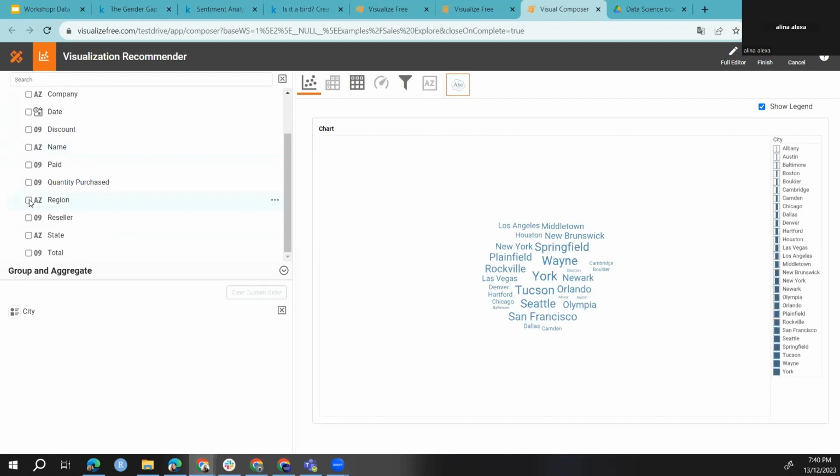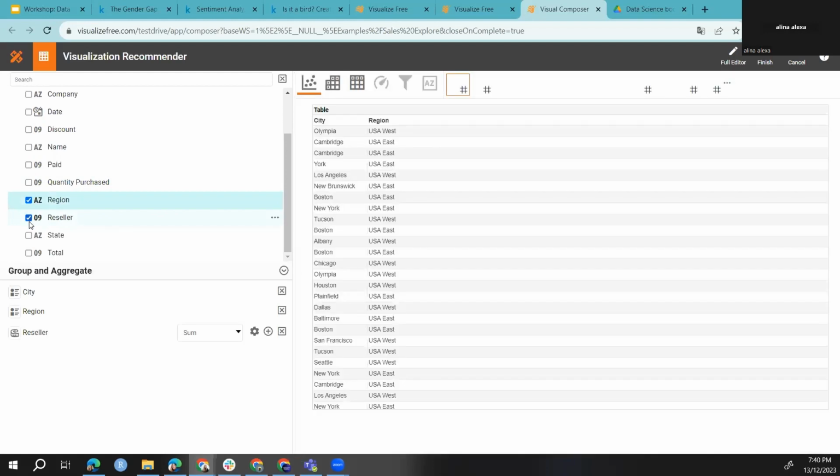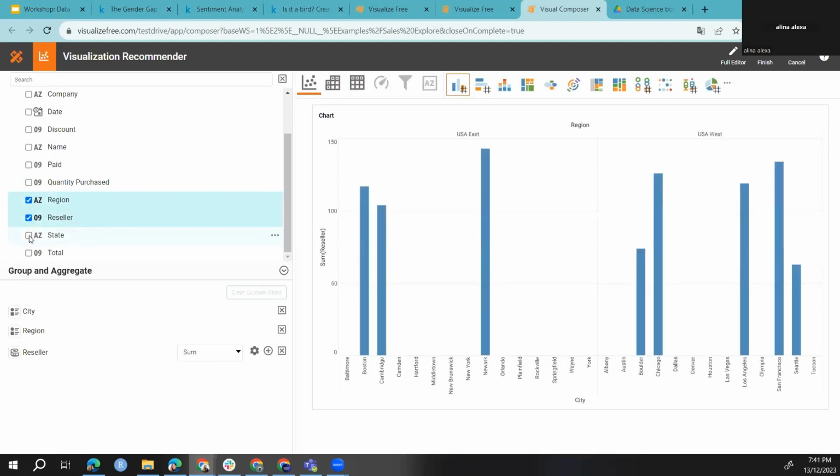Okay, but maybe I want to see, what else? The region. What happens if I press region and city? Ah, okay, then I get a table. So I have city, region. Okay, so maybe what I want to do first, if I put a reseller, it tells me already what are the cities. It tells me that by region, so is America East, America. Okay, so these are sales for American companies that sell, I think, office supplies or something like that.